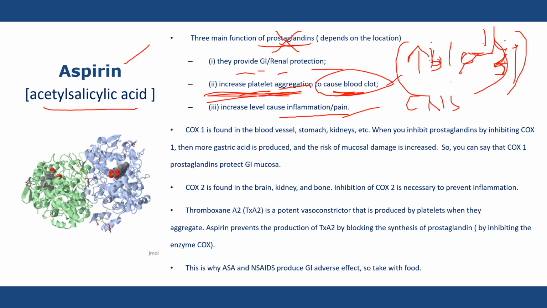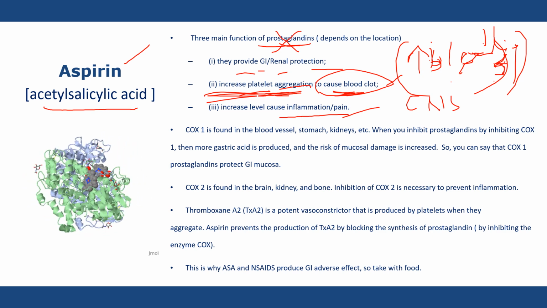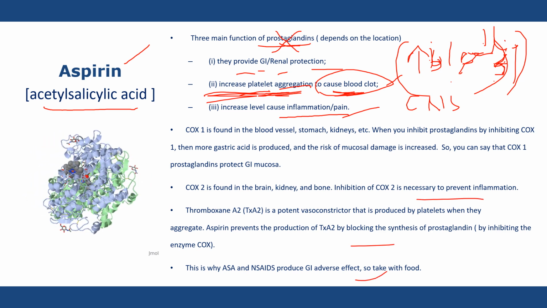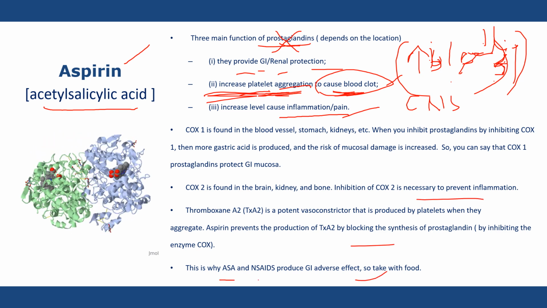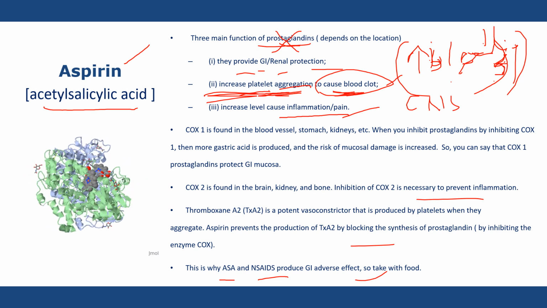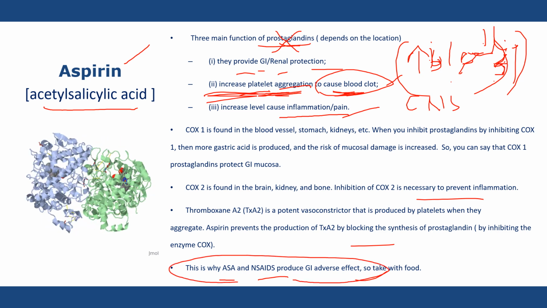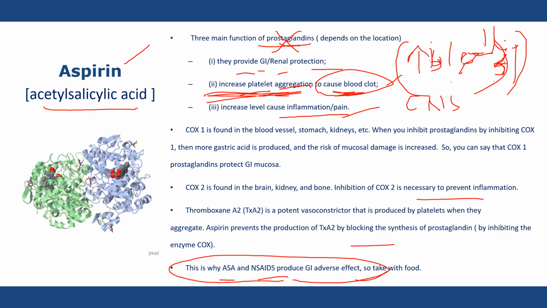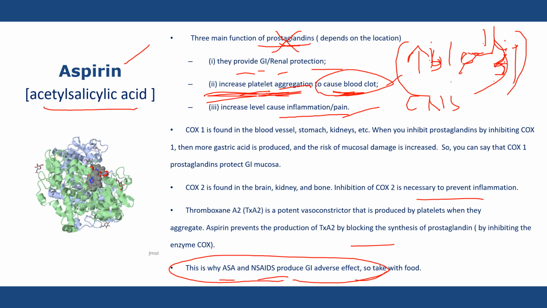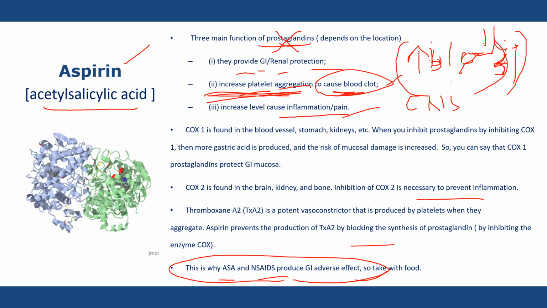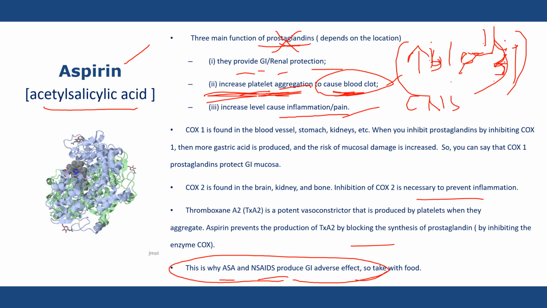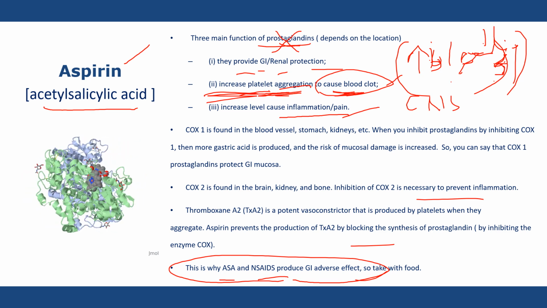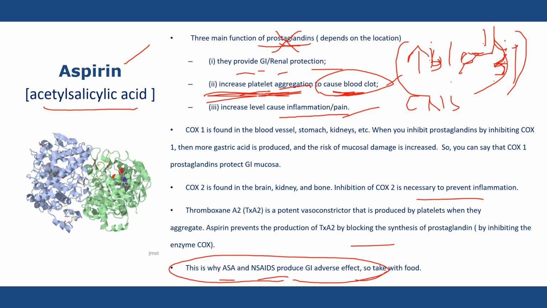Let's see. So we talked about inflammation, we talked about fever. Good. Okay. So now you know why aspirin and NSAIDs, same thing with NSAIDs, produce GI adverse effects and acetaminophen does not. And now you know why we do not prescribe Tylenol as a blood thinner, if you will, right? Because acetaminophen does not have any impact, or has a very minimal effect, on peripheral prostaglandins.